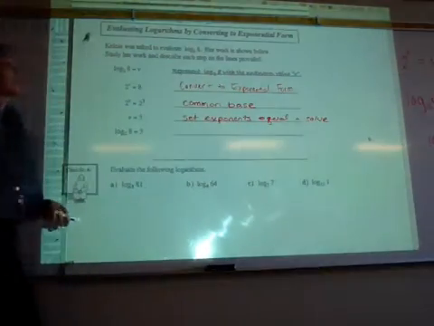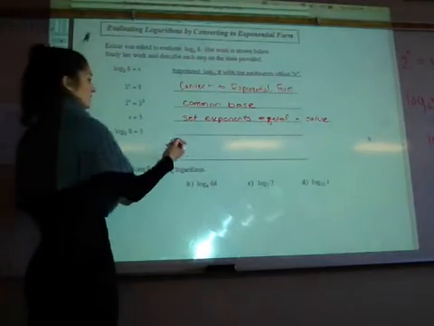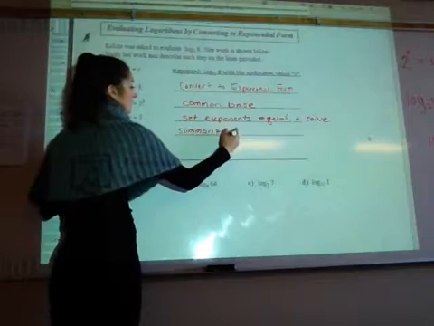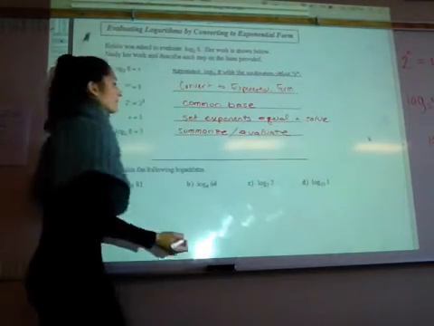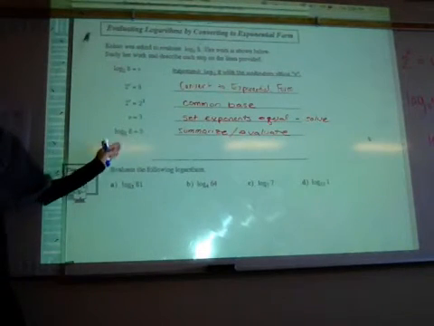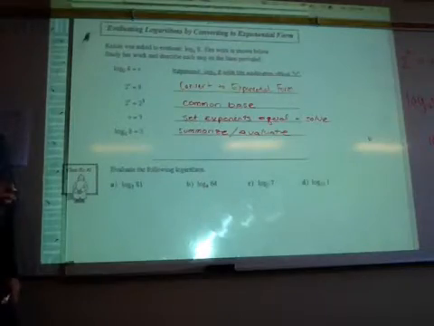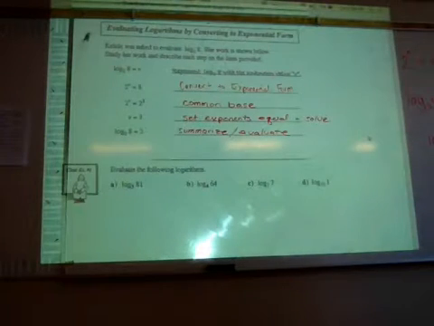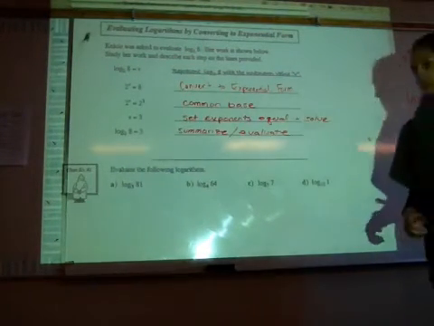Okay, we set the exponents equal and then solve. And then the last one is just summarize, or I guess we can say evaluate. So whatever we figured out the variable equals, that's actually what the entire logarithm equals. So keeping those steps in mind, we're just going to practice a little bit with these examples below.